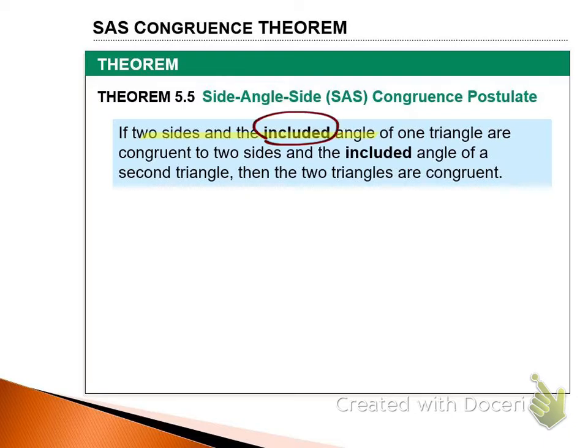And before I even explain that, go ahead and write down what included means. Included means between. That's it. So if you have two sides and an angle in between them, marked congruent to two sides and an angle in between them, then that is enough to prove that you have two congruent triangles. Two sides and an angle in between.